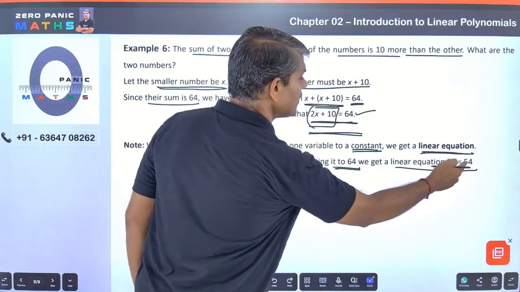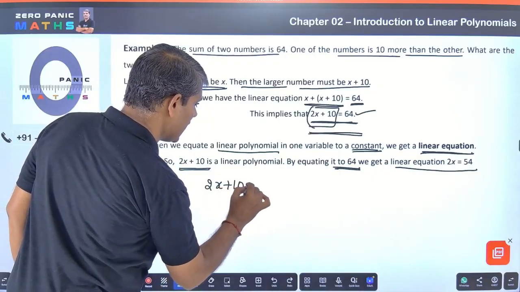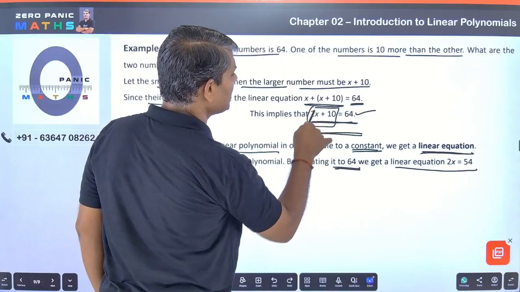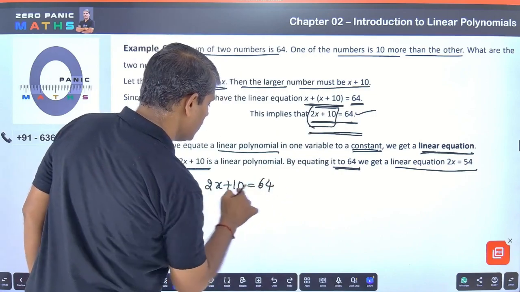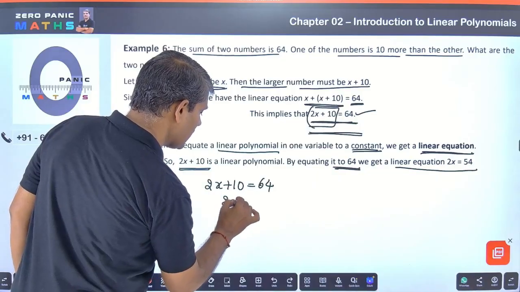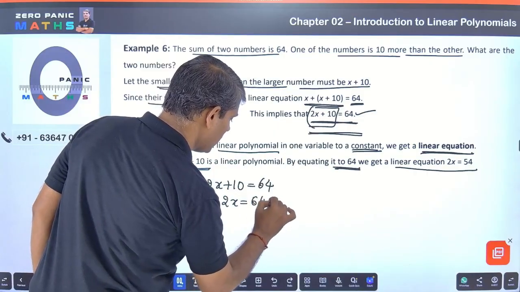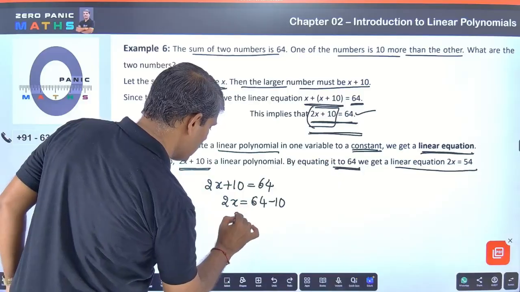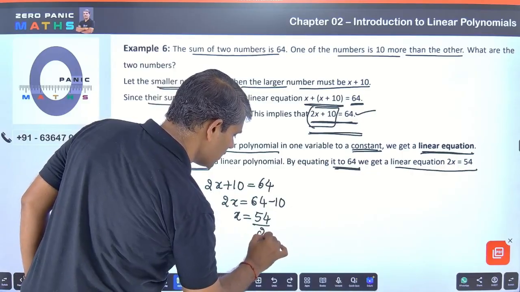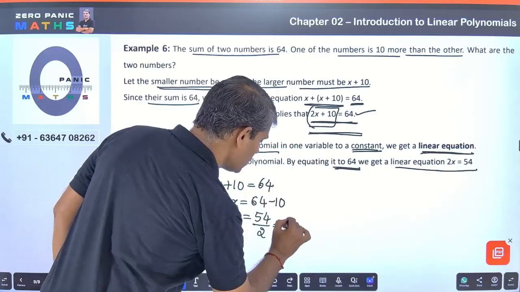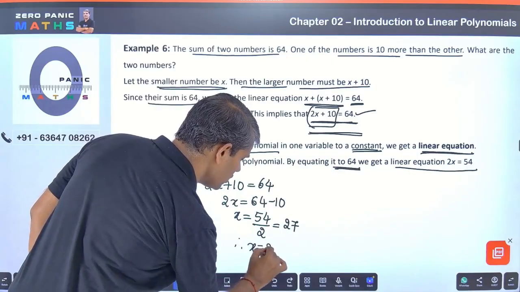How do we get 2x equal to 54? See, 2x plus 10, which we got by adding x plus x as 2x, and 10, is equal to 64. If you take 10 to that side, it becomes 2x is equal to 64 minus 10, that is 54. Let me write that also. So it gives x is equal to 54 divided by 2, which is equal to 27. Correct? So therefore x is equal to 27.